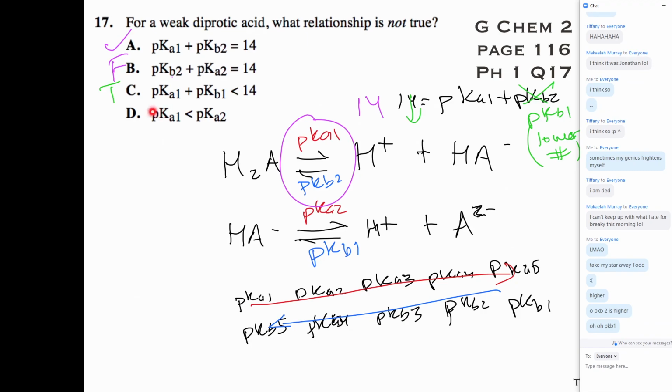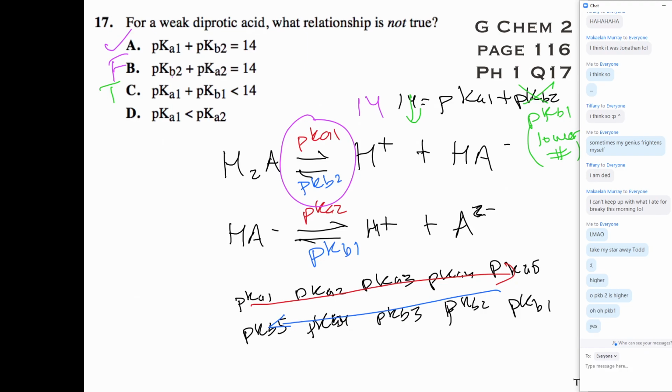And is pK1 less than pK2? Is that just by definition? First proton off, the first proton's always more acidic. So that's true by the rules of chemistry. Okay.